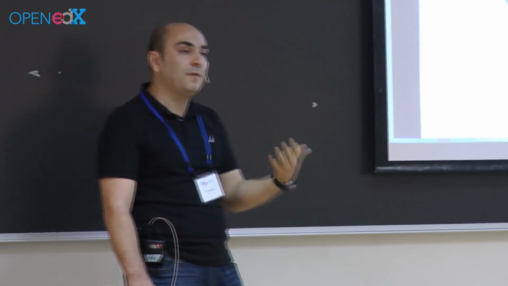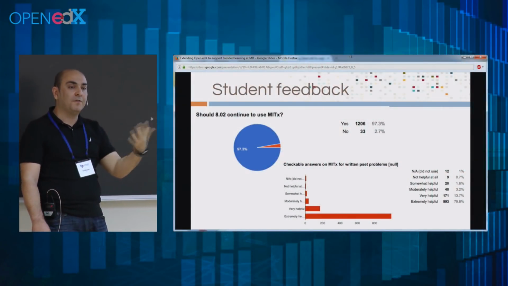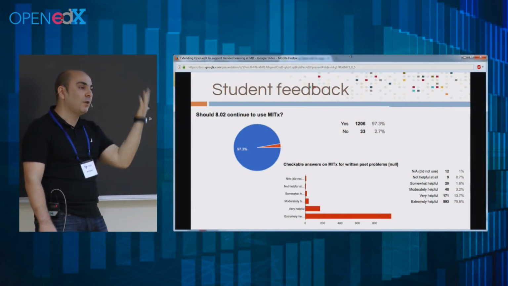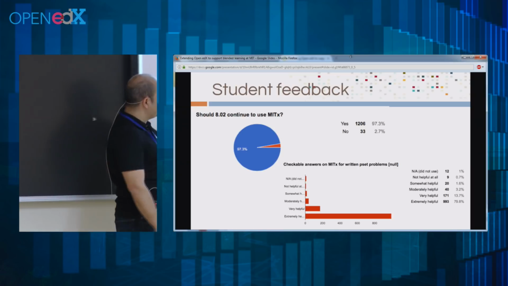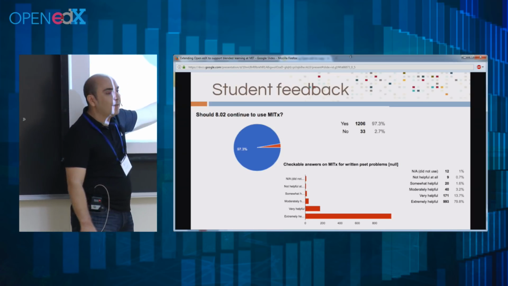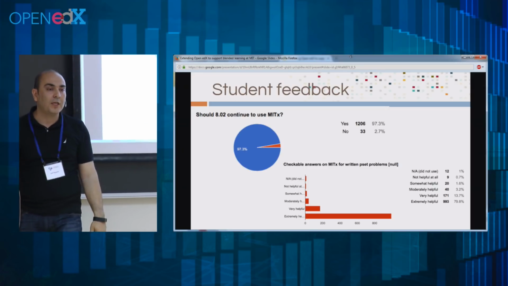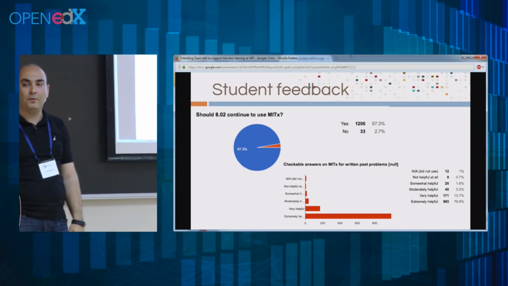By the way, the course evaluation at the end of semester has not changed that much. It's averaged about 5.5 out of 7 throughout the 5 years. The thing that gets the highest rating from the students is using the checkable answers with the written homework. Almost 95% would rate it extremely helpful or very helpful.